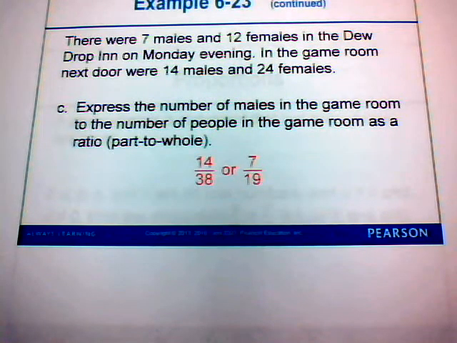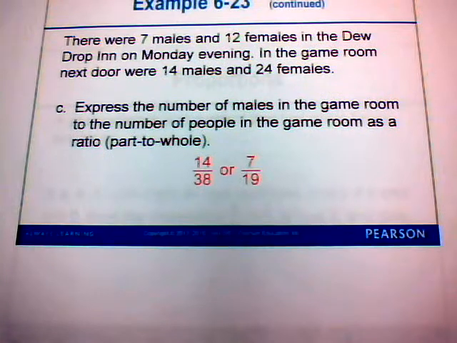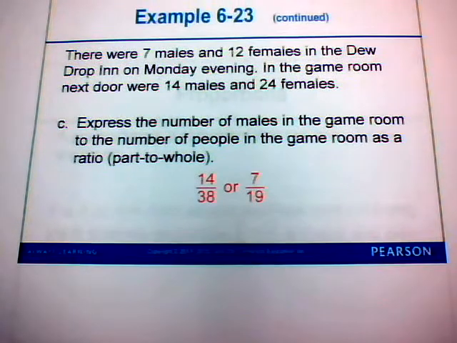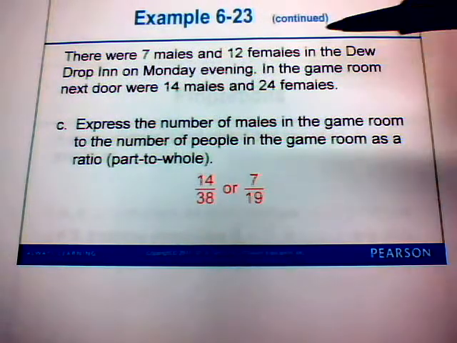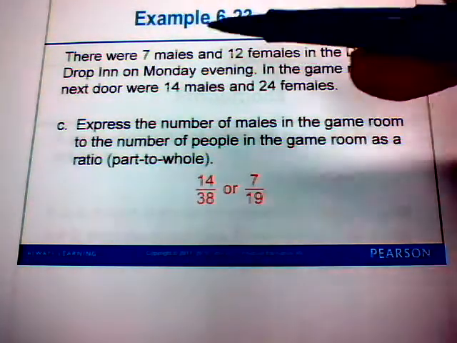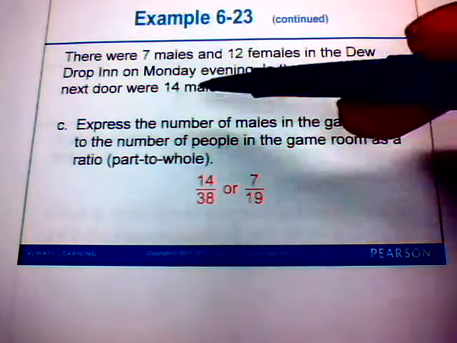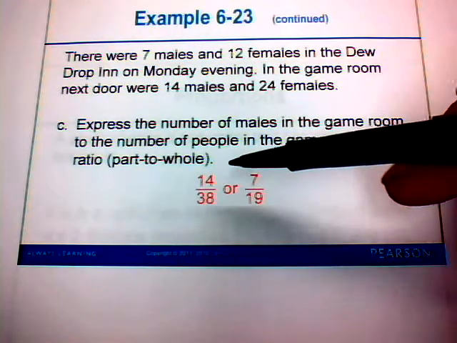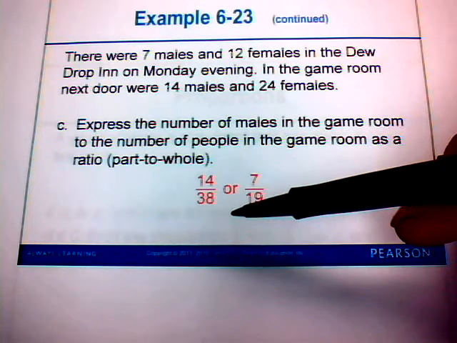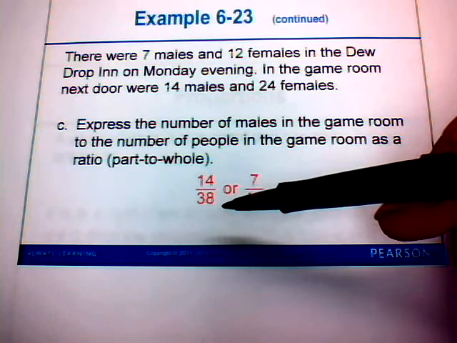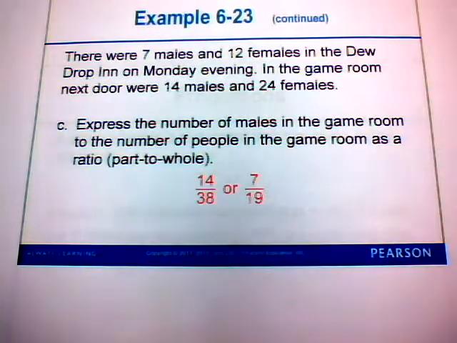Okay. Now this is the same example, but here we're going to look at part to whole. So here we're going to express the number of males in the game room to the number of people in the game room as a ratio. So it's part to whole. 14 males. Now, the 38 comes from the sum of the number of males and the number of females. 14 plus 24 would give you 38. So the number of males to the number of people in the game room will be 14 over 38, or if you reduce that, it will be 7 over 19.